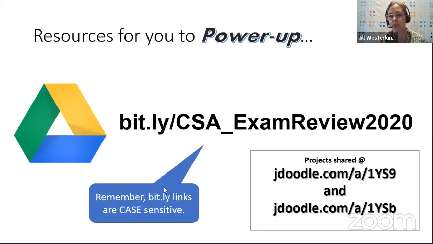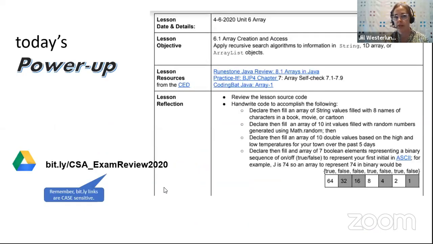Here are our shared resources. Array 1 and Array 2, the person classes in 2, are shared on JDoodle for you. I've also given them to you in source code format in today's folder in the Google Drive. Your homework today, and Mr.